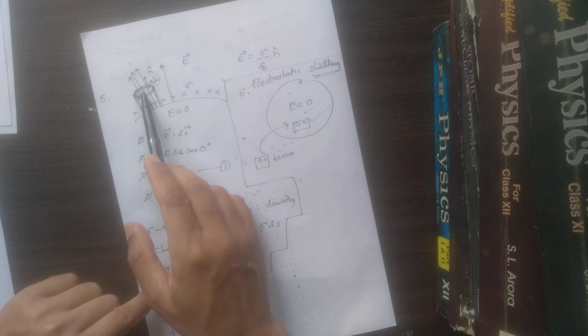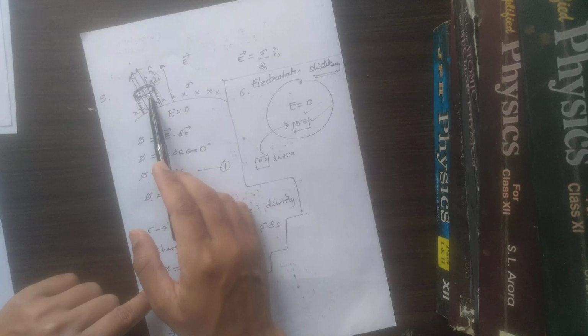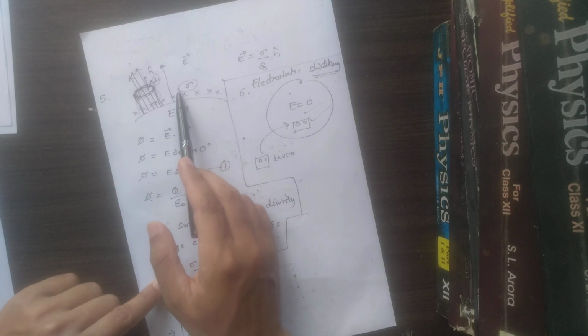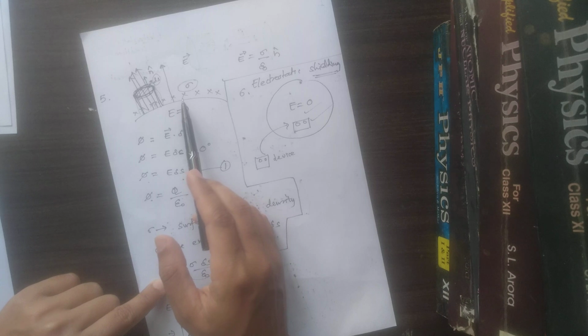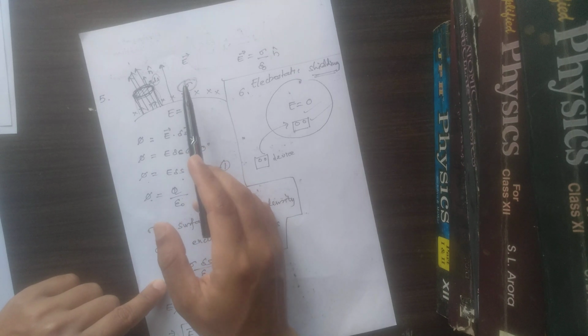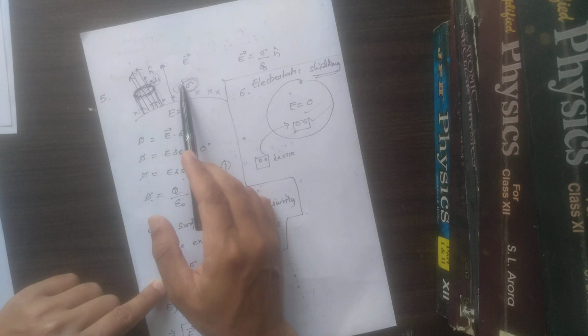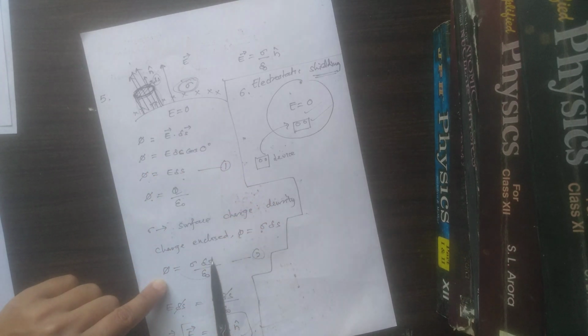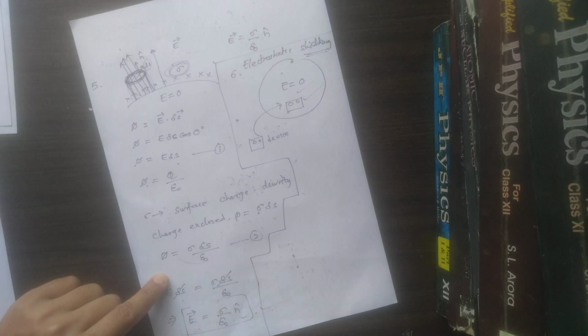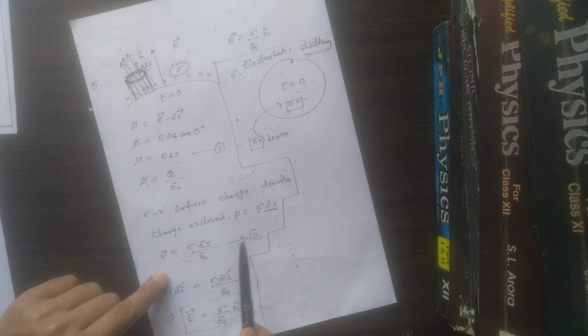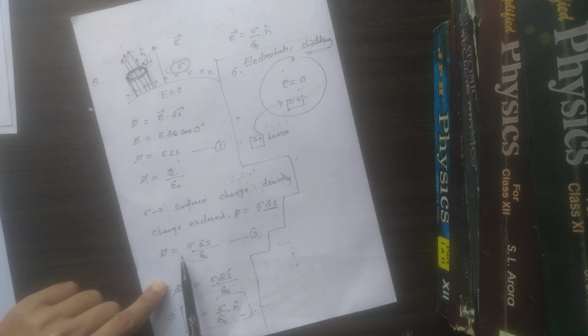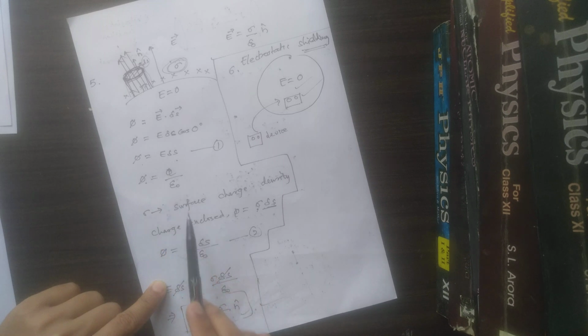Now what is the charge enclosed by this Gaussian surface? We can write it in terms of the surface charge density. If sigma is the surface charge density, then the cross-sectional area multiplied by the surface charge density gives the charge enclosed by this Gaussian surface. So charge enclosed is sigma del S. In place of Q you can write sigma del S. So phi will be equal to sigma del S by epsilon 0, which is equation number 2.